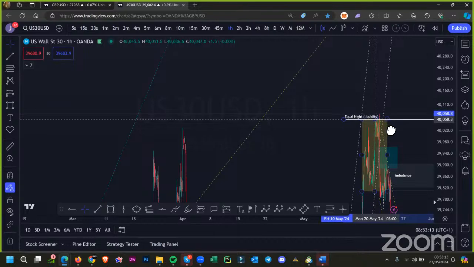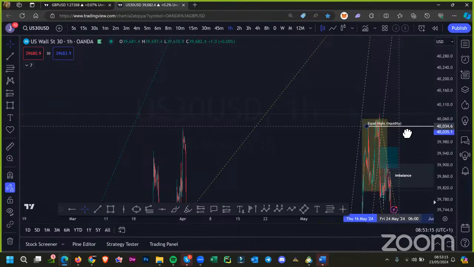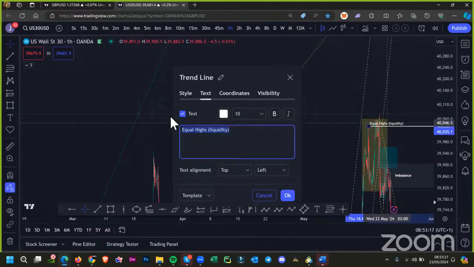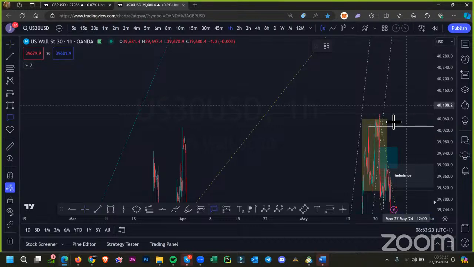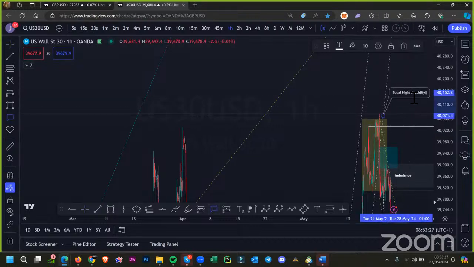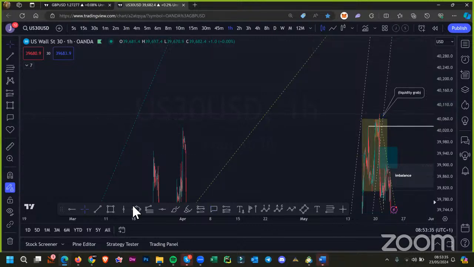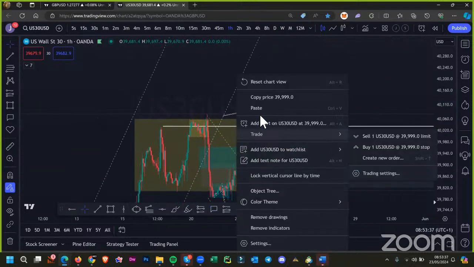All right. So if I was to put this like this, I'm going to change this line. I'm going to get rid of that. And I'm going to actually add a little comment in there. Yeah, and I'm going to label this liquidity grab.